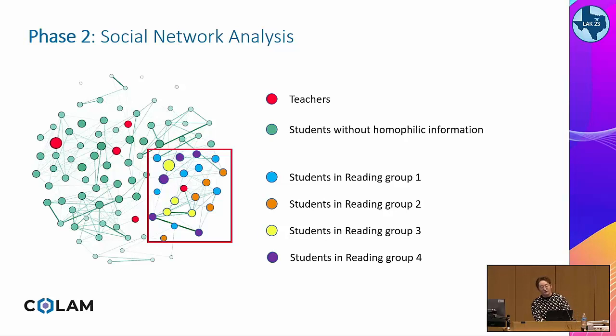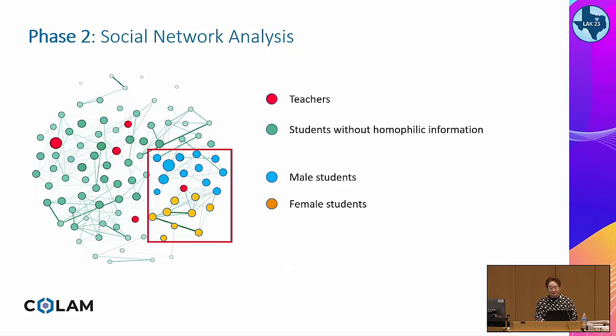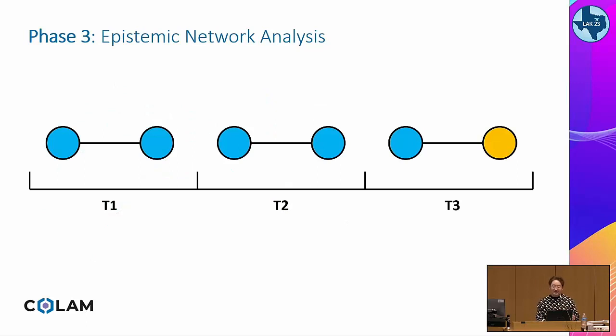This is how the social network would look when infused with each node's corresponding attributes, such as prior attainment in reading. And this is another example with gender as the node attribute. So using these identified social interactions, we can then use epistemic network analysis to account for the temporal changes in homophilic interaction. Here is an example of students having homogeneous interaction for the duration of T1 and T2, but changing to heterogeneous interaction at T3.